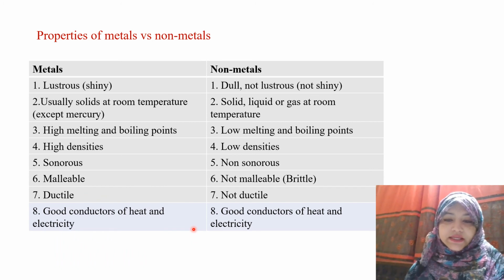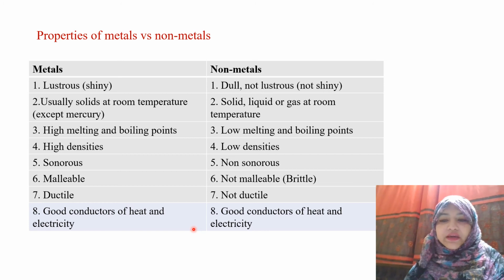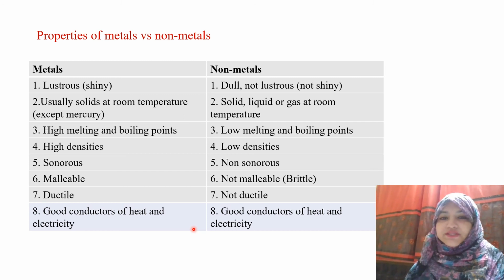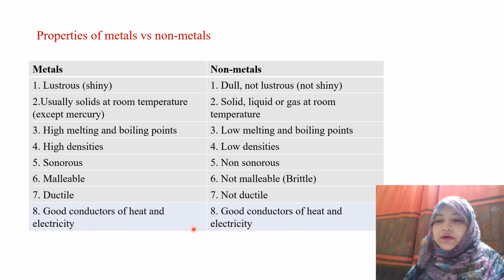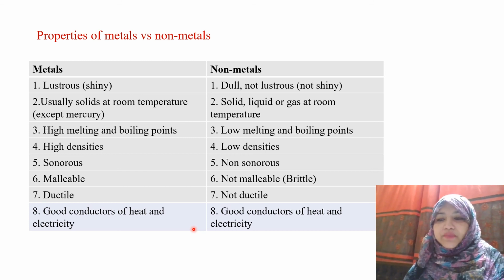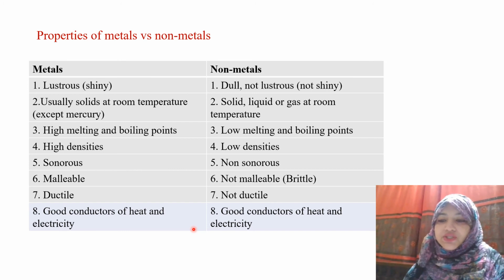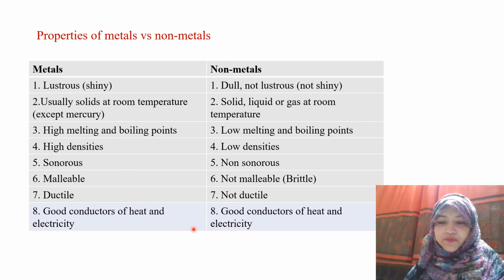Next, the density. Metals usually have high densities because they are solid. Most metals are solid at room temperature, and we know that solids are closely packed. They are more dense compared to liquids and gases. And what is density? Mass by volume. The amount of mass per unit volume is known as density. Metals usually have higher densities because the tiny particles are densely packed. They have a higher mass per volume ratio, and non-metals have low density.